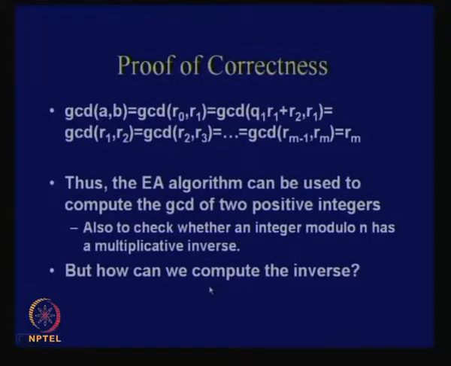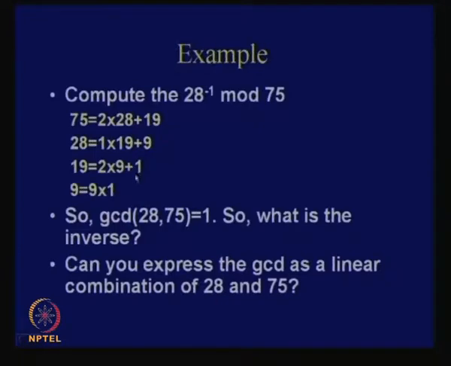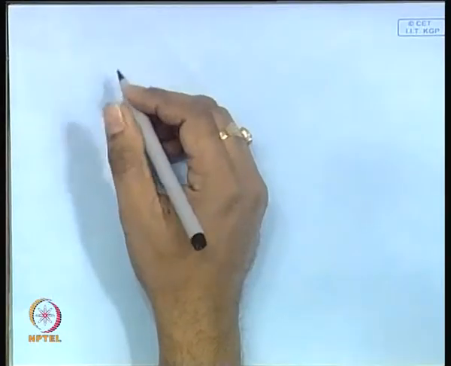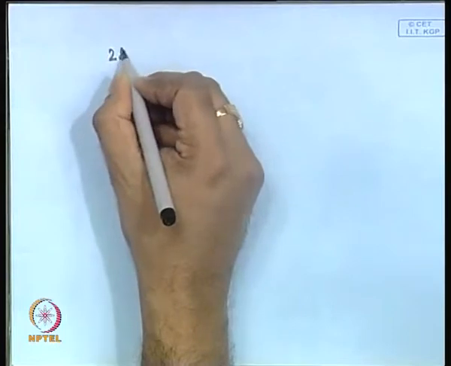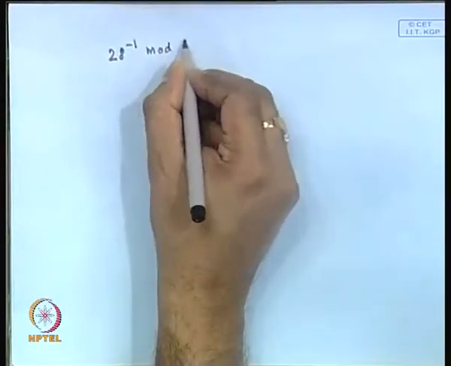So I can check whether an integer modulo n has a multiplicative inverse very easily, but I am also interested in computing the corresponding inverse value. This algorithm is called the extended Euclidean algorithm. Let us try to compute the inverse of 28 modulo 75. What I am trying to compute is 28 inverse modulo 75.